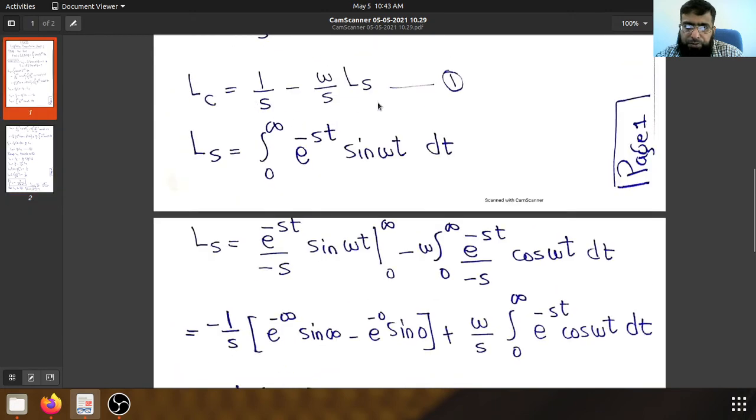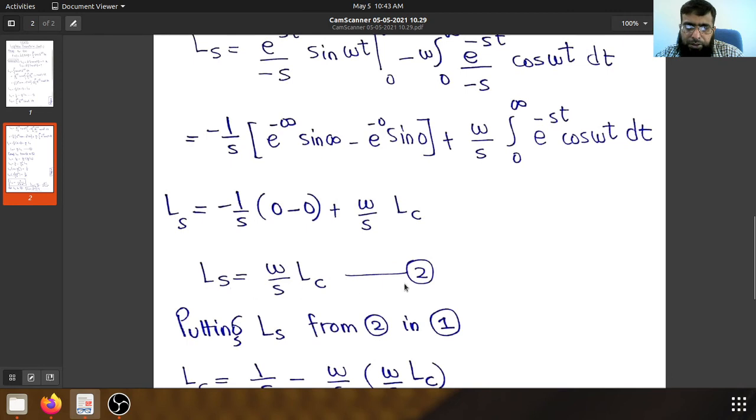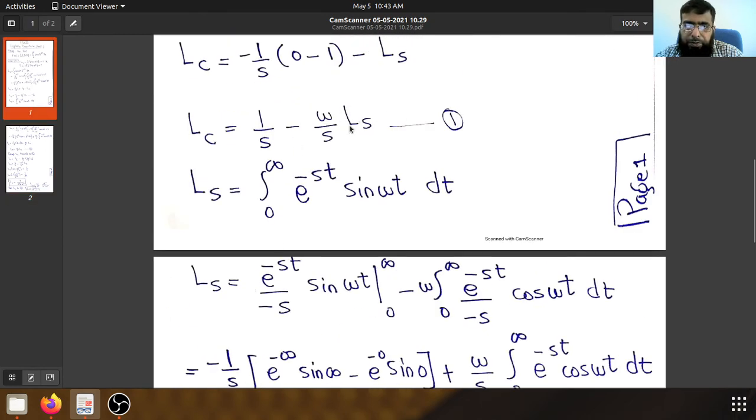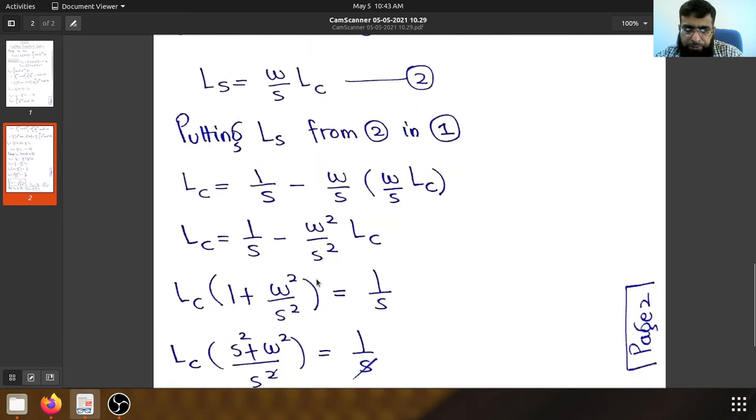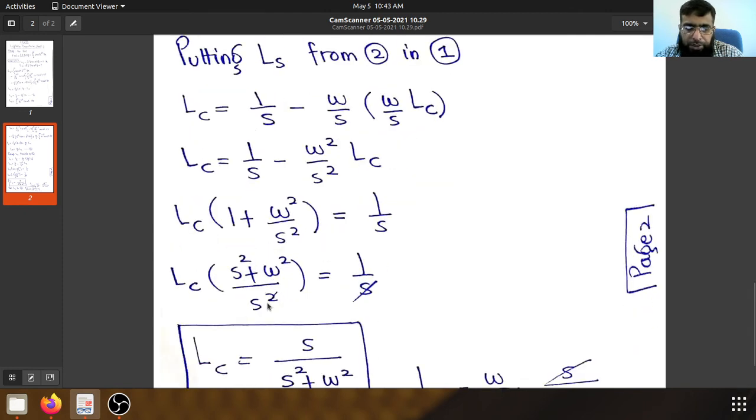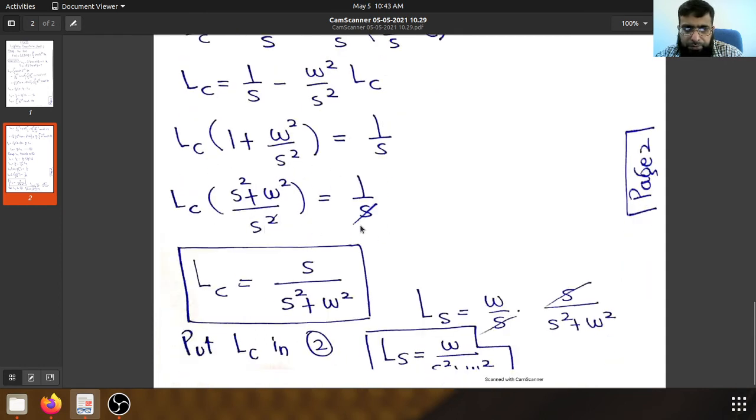Now we have two interesting equations: equation number 1 where LC is in terms of LS, and equation number 2 where LS is written in terms of LC. So we take the value of LS from equation number 2 and put it in equation number 1, replacing LS with omega over s times LC. Solving a bit further, we combine the coefficients of LC by taking this term to the left hand side. Taking s squared as the LCM, we have s squared plus omega squared over s squared, and LC can be written as s divided by s squared plus omega squared. That's great, so we have computed LC, the Laplace transform of cosine omega t. This is s over s squared plus omega squared, a very important expression.